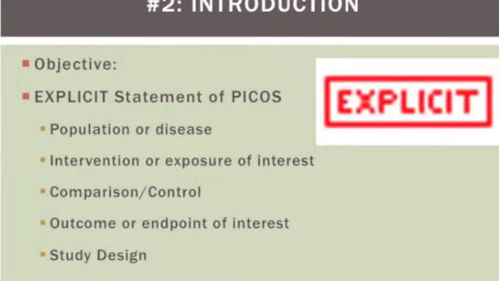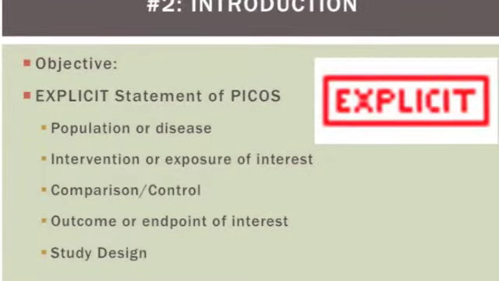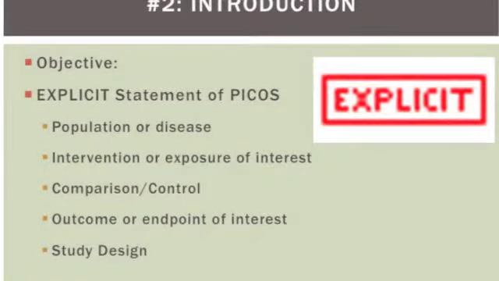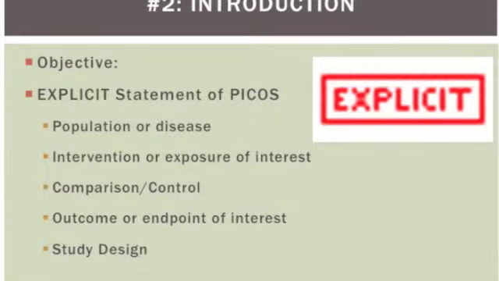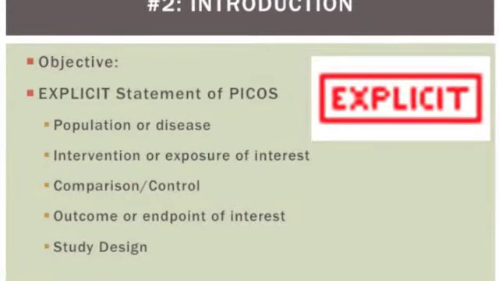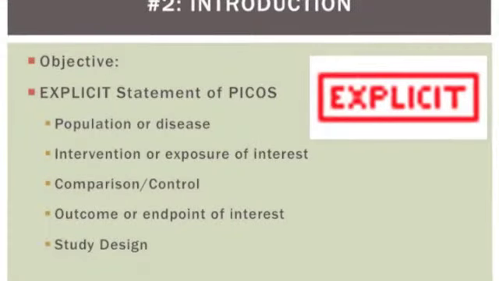The second part of your introduction, you want the objective statement or your purpose statement. This is the explicit statement of the PICOS. You want the population or disease, the intervention or exposure of interest, the comparison or control groups, the outcome or endpoint of interest, and the study design. And usually this is done in one sentence.